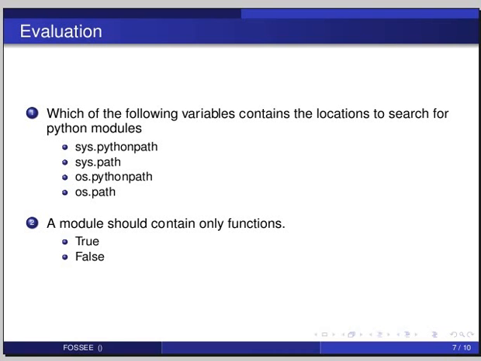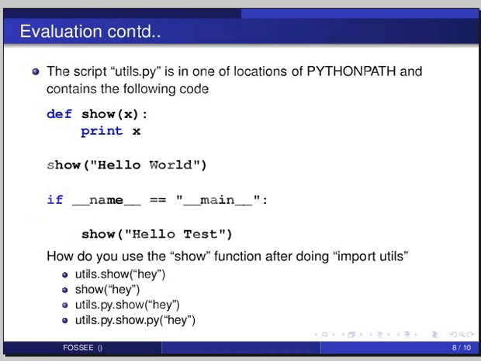So here are some self-assessment questions for you to solve. Which of the following variables contains the locations to search for Python modules? sys.pythonpath, sys.path, os.pythonpath, os.path. Second question, a module which contains only functions, true or false. And the third question, the script utils.py is in one of the locations of Python path and contains the following code.